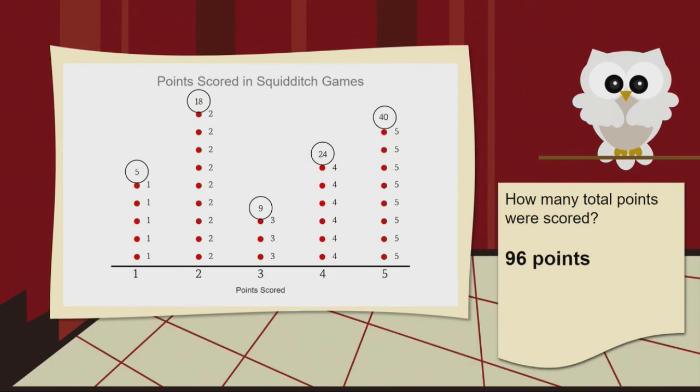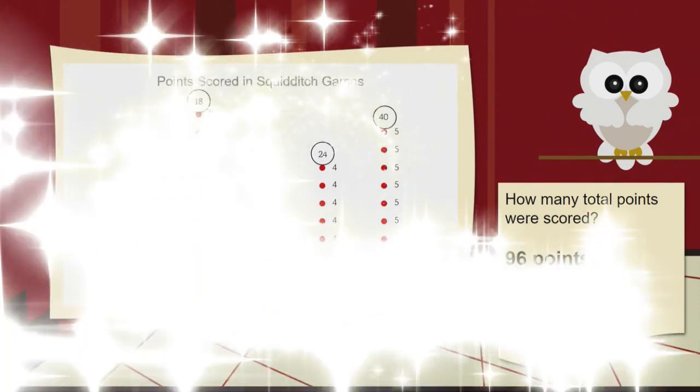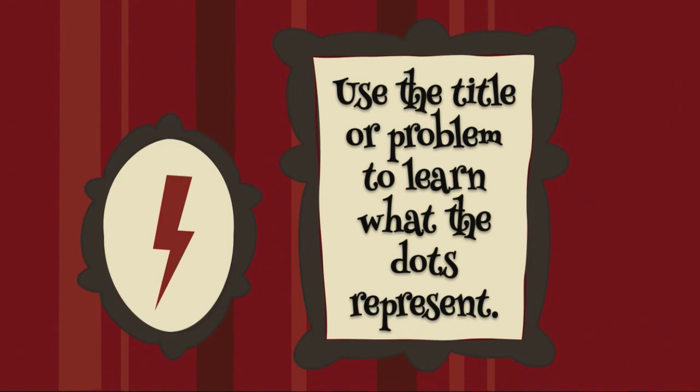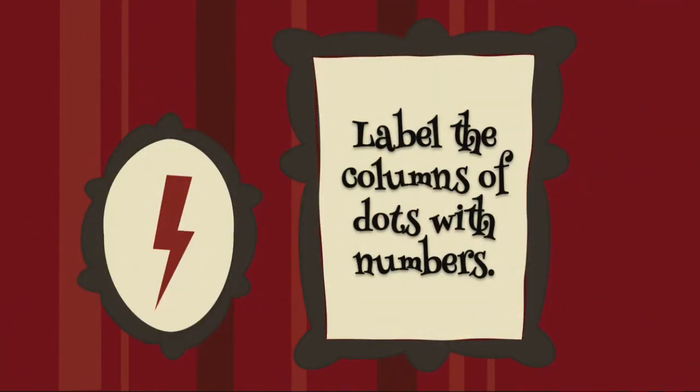So when you get a question like this, which is how many total points, this is an excellent strategy: just put the numbers next to all of them so that you can see how many points were scored total. The thing that needs to be remembered is use the title, or sometimes you can get information from the problem, whatever the problem's asking you. You certainly can go to the title to learn what the dots represent, because you need to know what those dots mean. Also, label the columns of dots with numbers, just like you would in a bar graph, so that you don't have to keep going back and counting those dots over and over again.